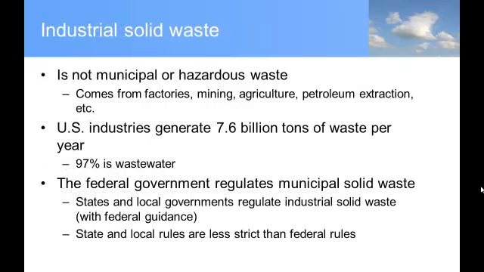Industrial solid waste comes from factories, mining, agriculture, and other industrial processes. It's not considered municipal or hazardous waste. The United States industry generates 7.6 billion tons of this material. Most of it is wastewater, which is then pre-treated before it goes to wastewater treatment plants. While the federal government has regulations for municipal solid waste, state and local governments, with federal guidance, do most of the regulation for industrial solid waste.